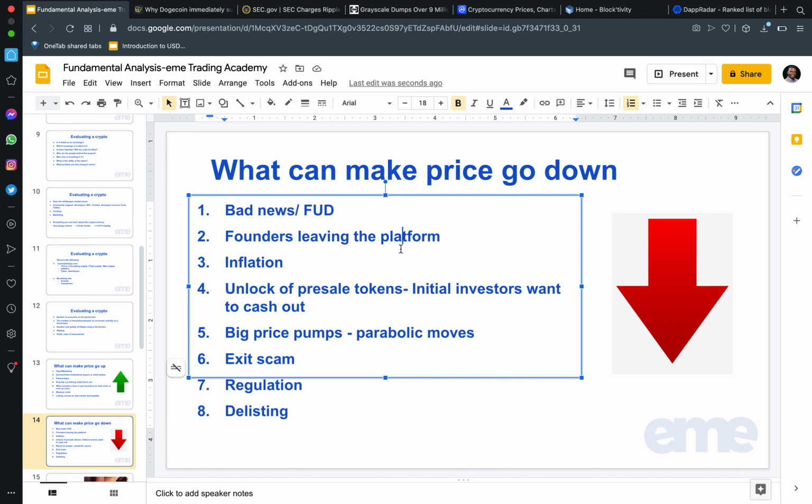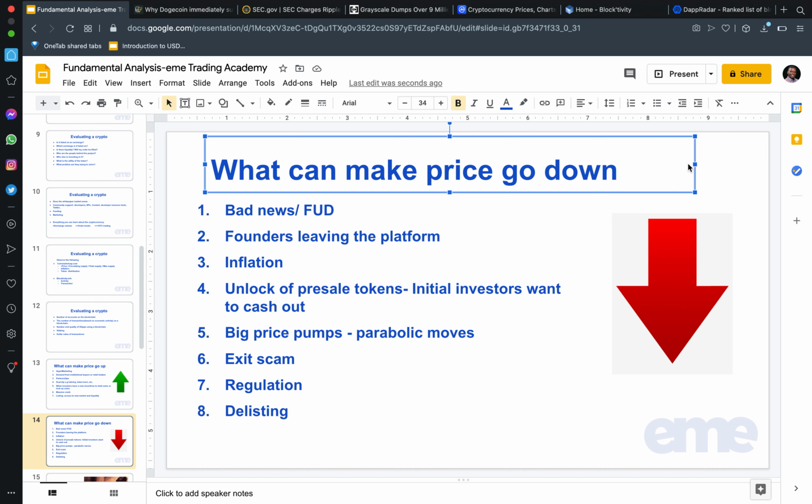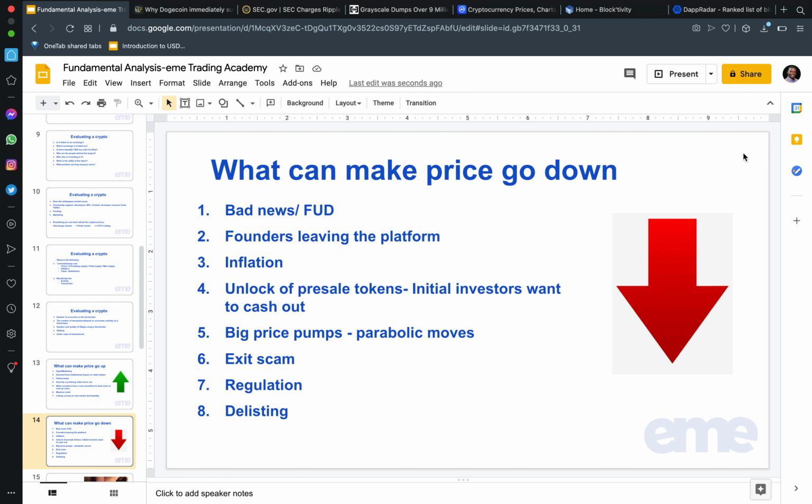All right, when there's too much inflation, there's excess supply, not enough demand, price goes down. When there's an unlock of pre-sale tokens, initial investors may want to cash out and take some profit. And if there's not enough buy pressure, price goes down. When there's big price pumps, parabolic moves are not sustainable. They can't only go up. After a while, expect a little bit of pullback. All right.